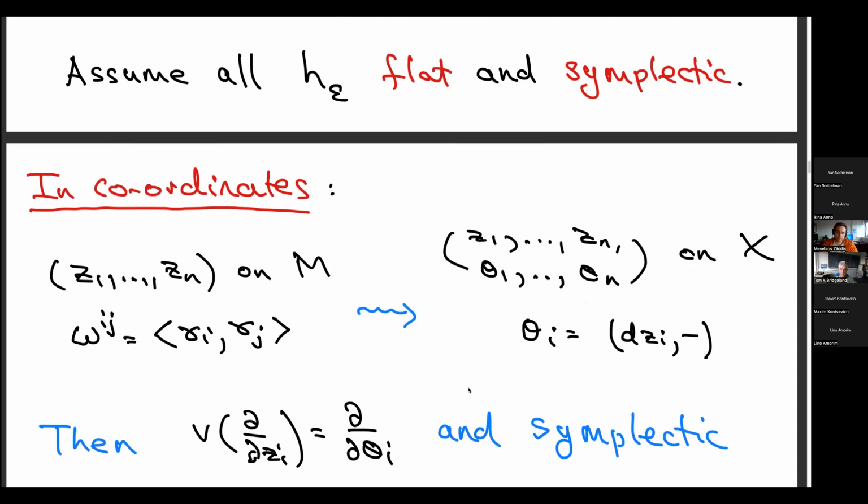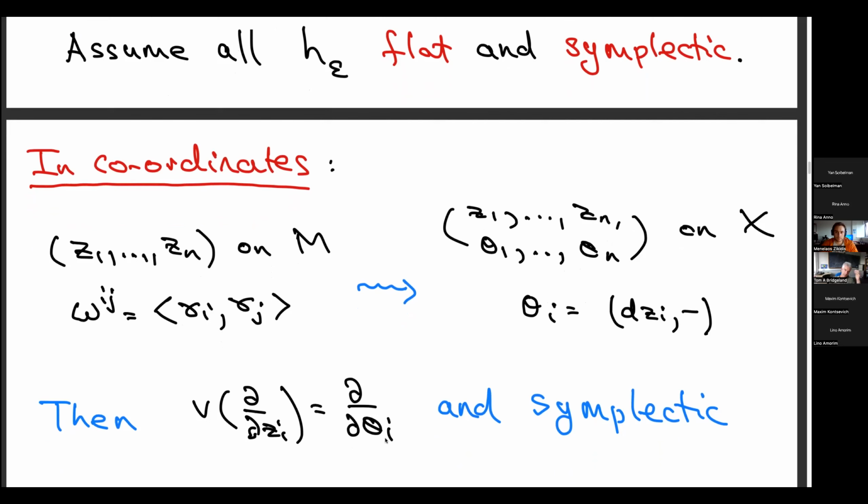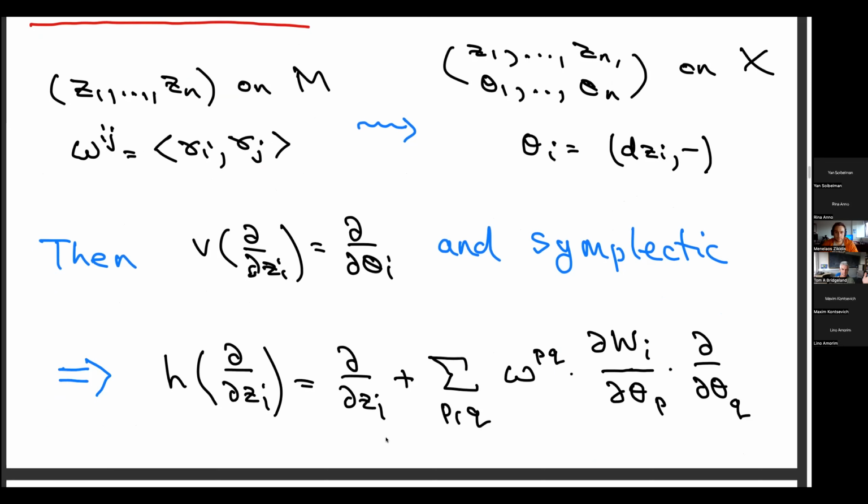Well, the fact that the horizontal flows preserve the symplectic form tells me that I should be able to write them in the following form. The horizontal lift has to project down to d by dzi, and then it has to have some d by d theta i directions, that's the vertical stuff. But we can assume that this is a Hamiltonian flow in the fibers. So we can write it in this form. This just means it's the Hamiltonian flow for some function wi.